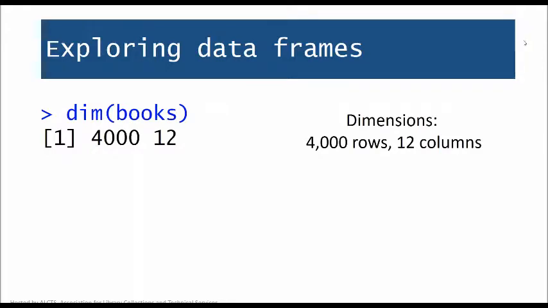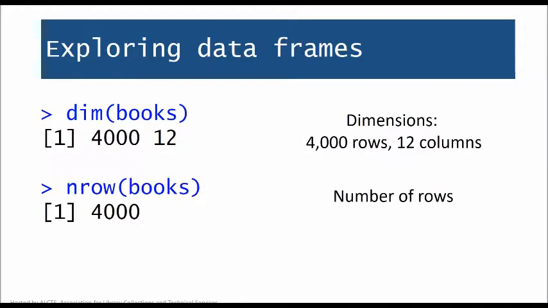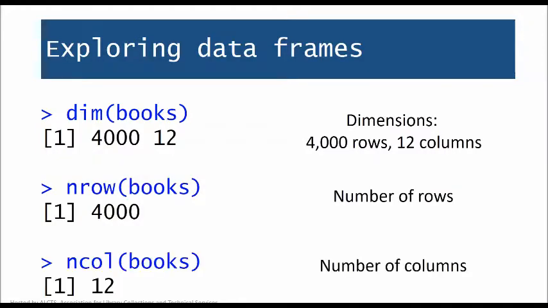There's some other functions that you can run on it. So you can call dim to get the dimensions, 4,000 rows and 12 columns. You can call nrow to see the number of rows. You can call ncol to see the number of columns.